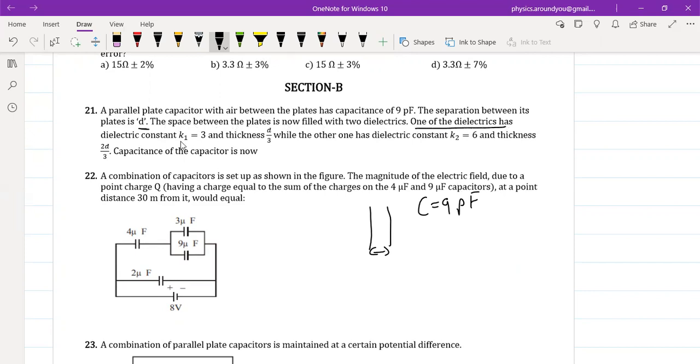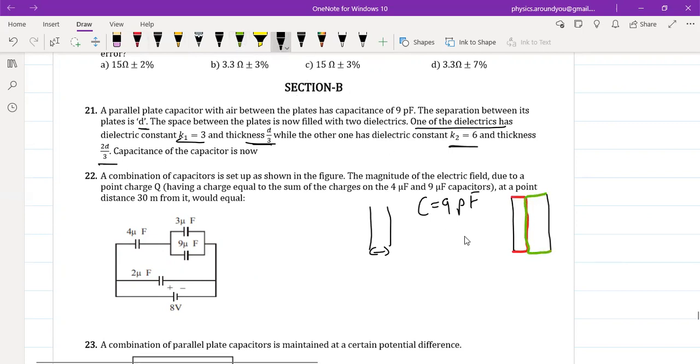One of the dielectrics has dielectric constant 3 and thickness D by 3, while the other one has dielectric constant 6 and thickness 2D by 3. What is the capacitance now? Well, this also calls for a special trick. Let me make this one dielectric. Let me make the other dielectric.